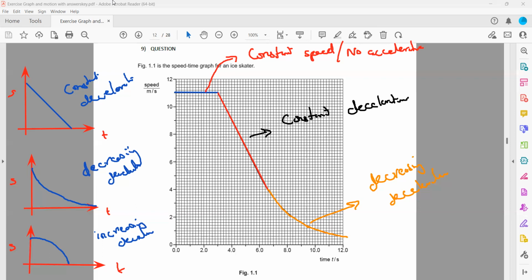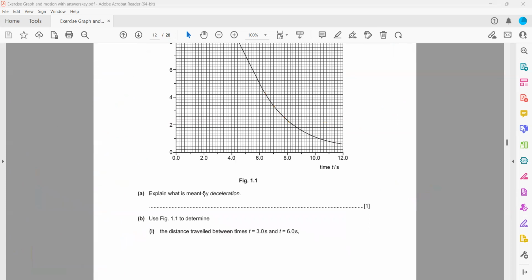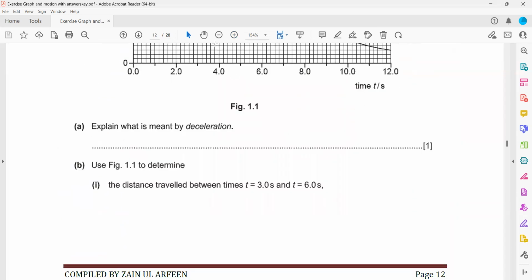So speed time graph, we can use it to explain the motion. Now, moving on to the question part, explain what is meant by deceleration. What is the definition of a deceleration? The term deceleration means decrease in speed. Whenever objects decrease in speed, we call it deceleration. Or we can also say negative acceleration is also known as deceleration.